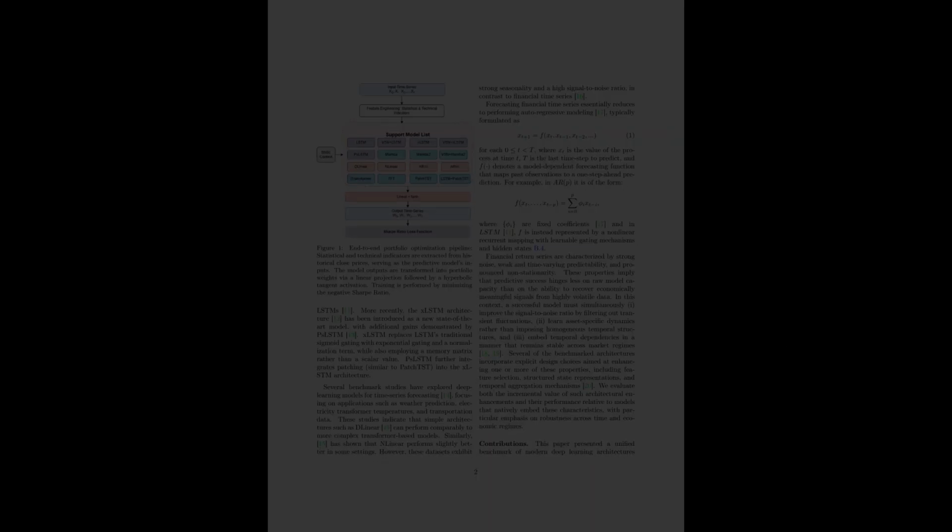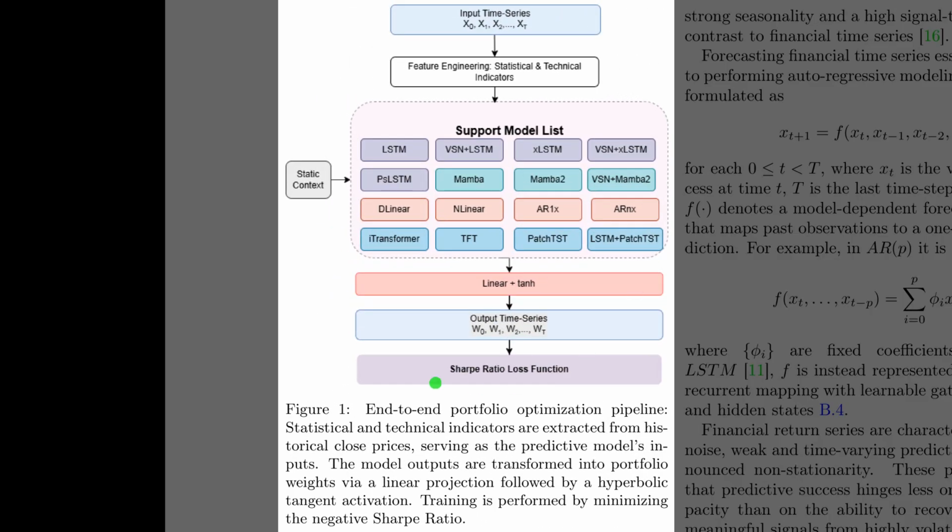Alright, Figure 1 maps out the end-to-end portfolio optimization pipeline. It starts by taking raw time series data and extracting statistical and technical indicators. These features are then fed into one of several supported models, ranging from recurrent networks like long short-term memory to state space models like Mamba.